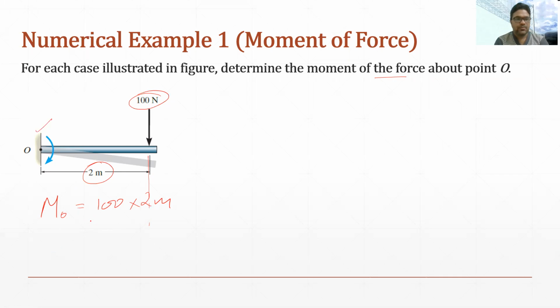Now one more thing we will see is the rotation of this body. The rotation is like this, and this is actually, no, clockwise. So in this case, the moment will be 100 into 2, so it becomes 200 Newton meter. That becomes the solution of the first case.